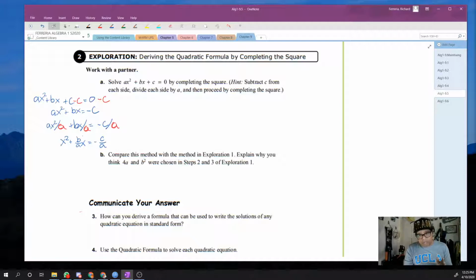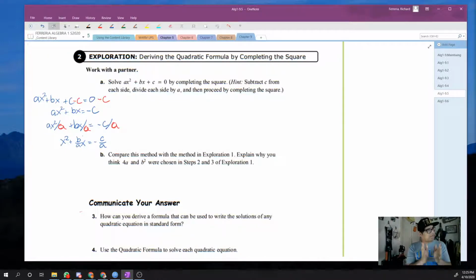That gives me x squared plus b over a x equal to negative c over a. Cool. Now I'm ready to complete the square. This does look kind of gnarly, I admit, but math is not always for the weak of heart.